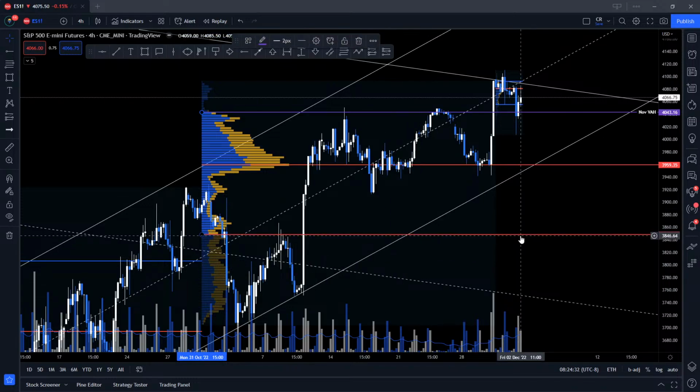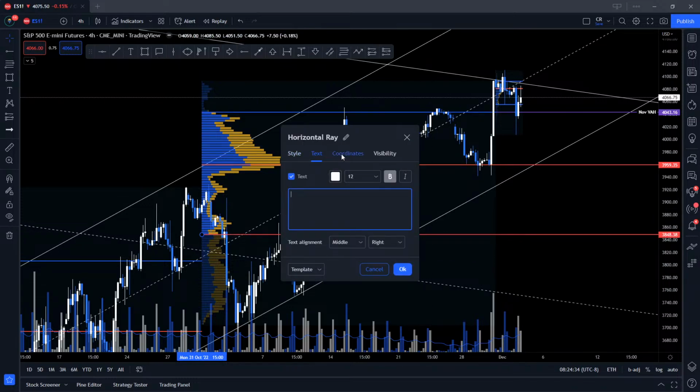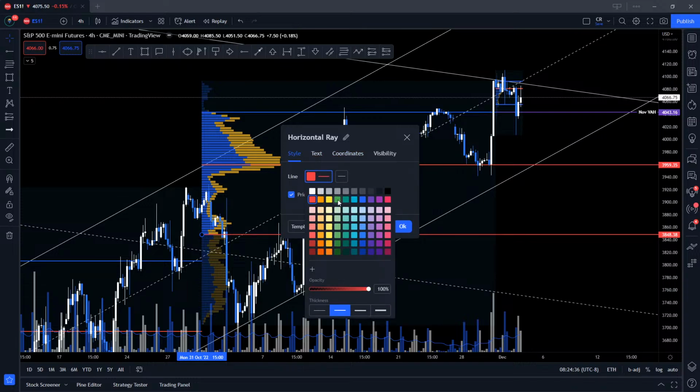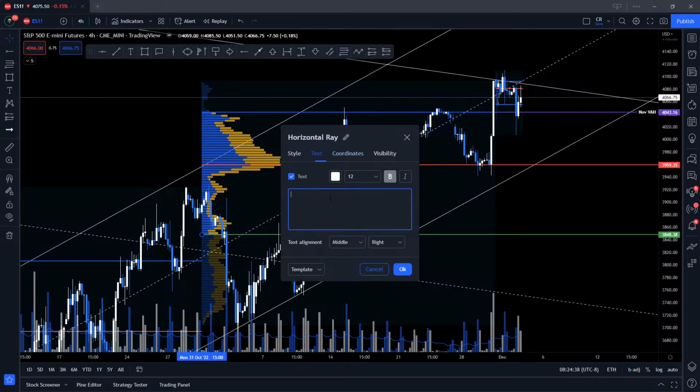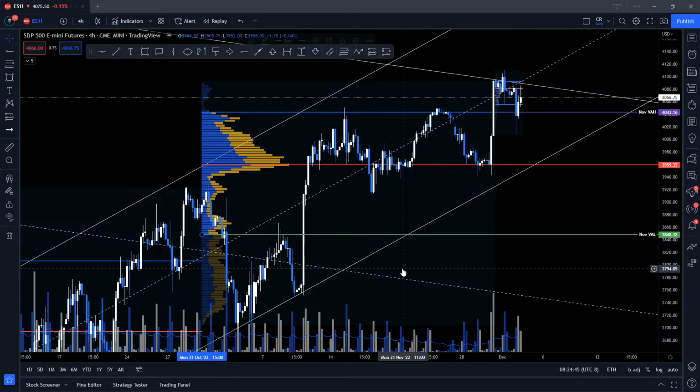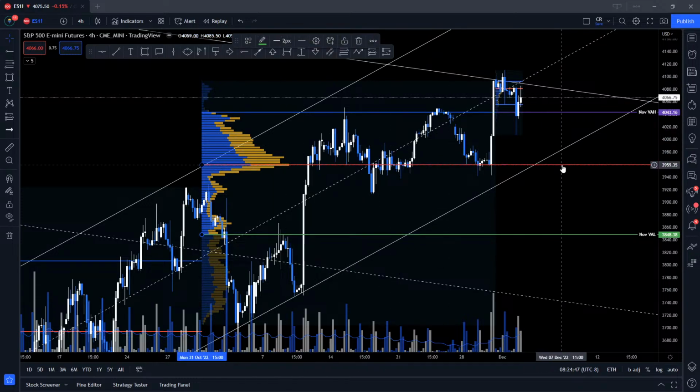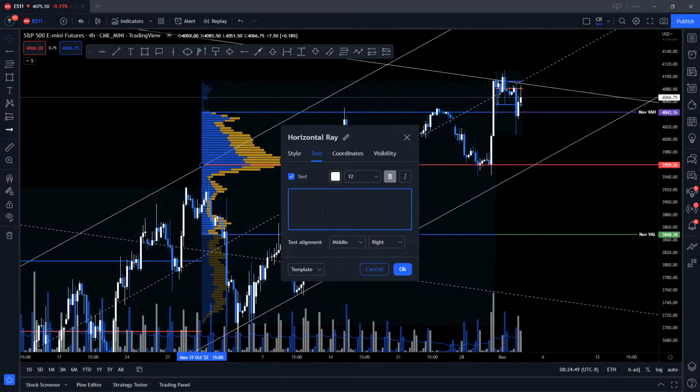And then for the bottom, I use green and label it. And then my POC is going to be red, and again we'll label it. Actually, this is a VPOC.